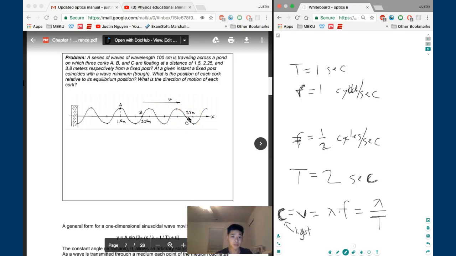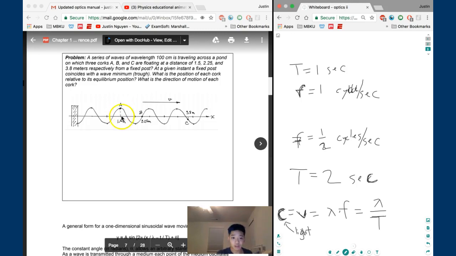So, what's the question? At a given instant, a fixed post coincides with the wave minimum. That's just describing that this post coincides with this bottom part. So this is the lowest you can go, the lowest of the wave. That's all that sentence says. What is the position of each cork relative to its equilibrium position?